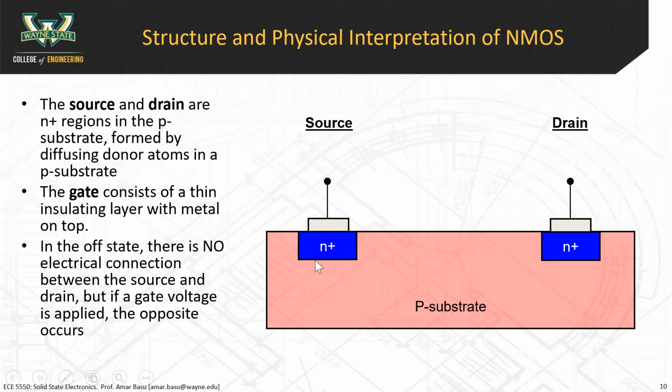And then below here, we have an N+ region, and then we have the P-type substrate underneath. So there's a depletion region. There's a depletion region that forms here. And then you actually have a diode between the source and the substrate. Similarly, here you have a depletion region here as well that forms.